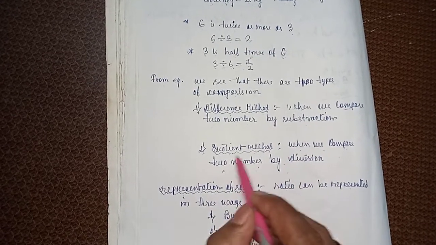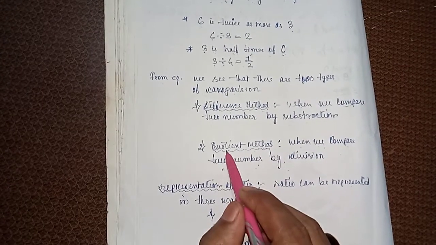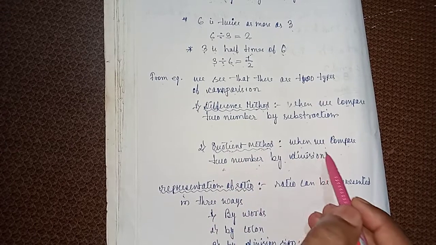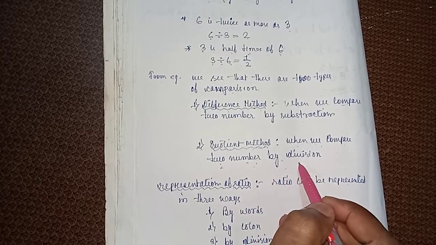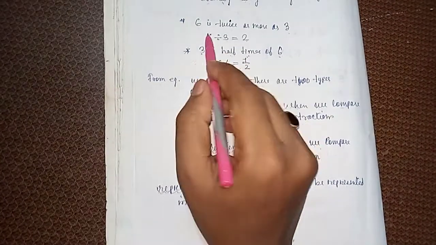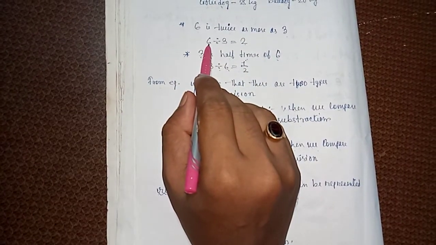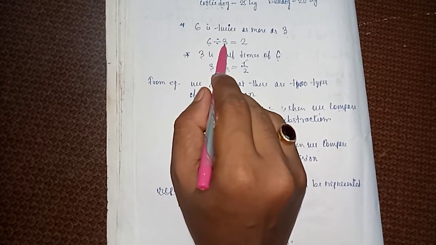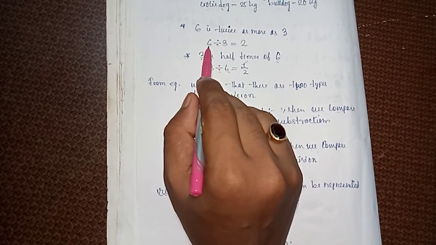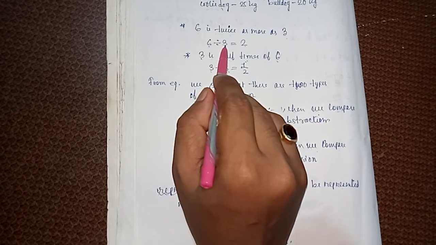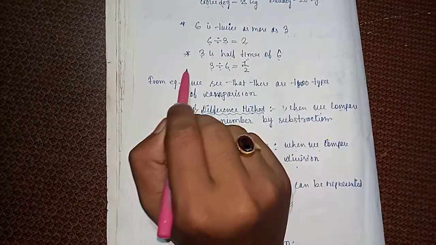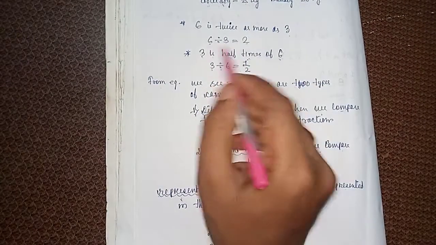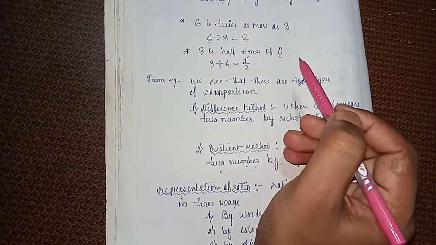There is another method of comparison, and that method is known as the quotient method. This is when we compare two numbers by division. We have already seen the example. If we compare 6 and 3, and I divide 6 by 3, then we are going to get 2. So this is another method of comparison.